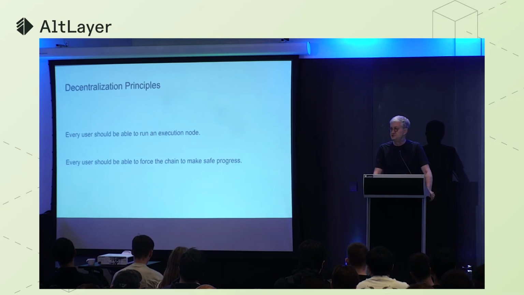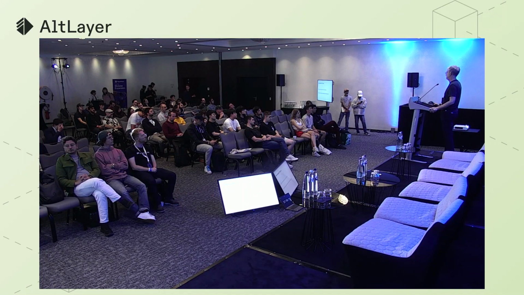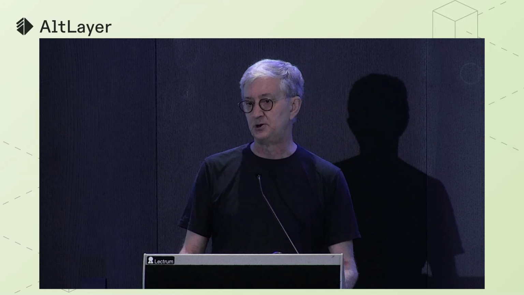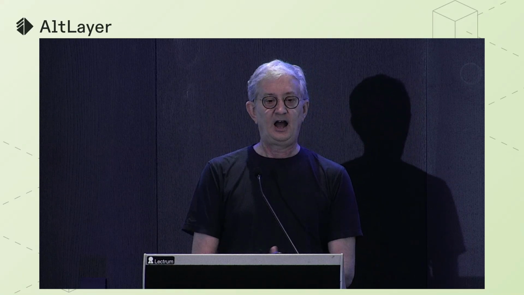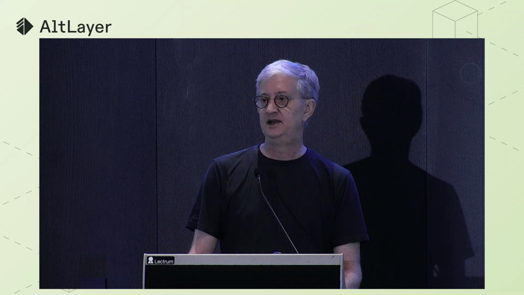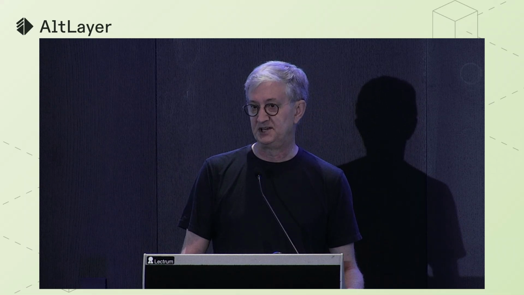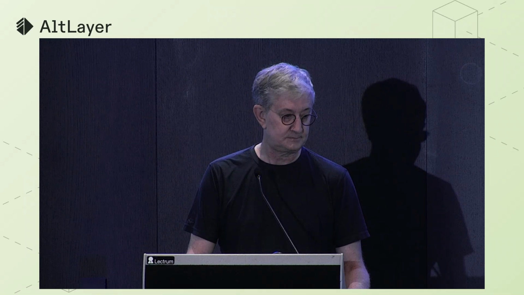First, every user should be able to run an execution node if they want to, on the equipment they have. And that means that ultimately one of the limits on the throughput of the chain will be how much can be done on a nominal user laptop in terms of execution.